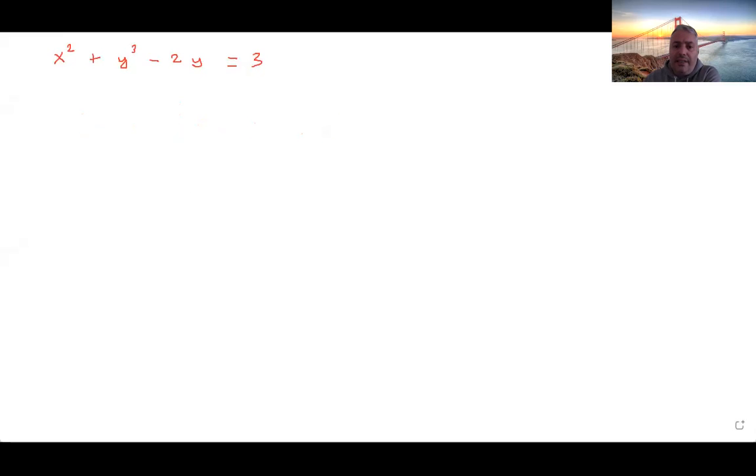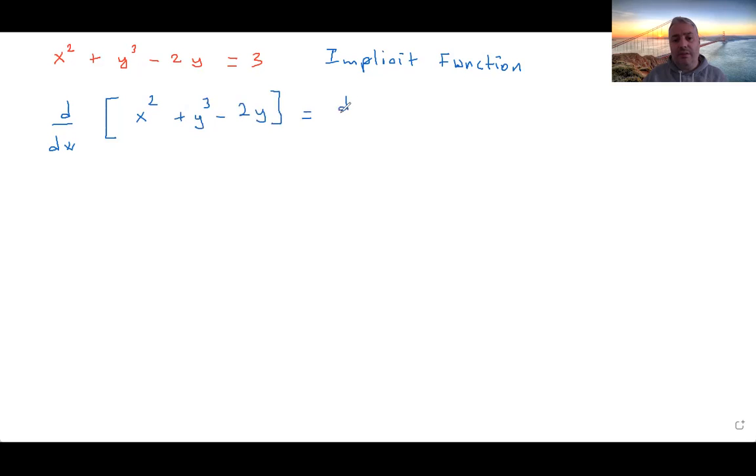The function is clear that we have told that this function is implicit. Now, how will I do it? Derivative, when we say d dx, so the function x squared plus y cubed minus 2y equals 3.